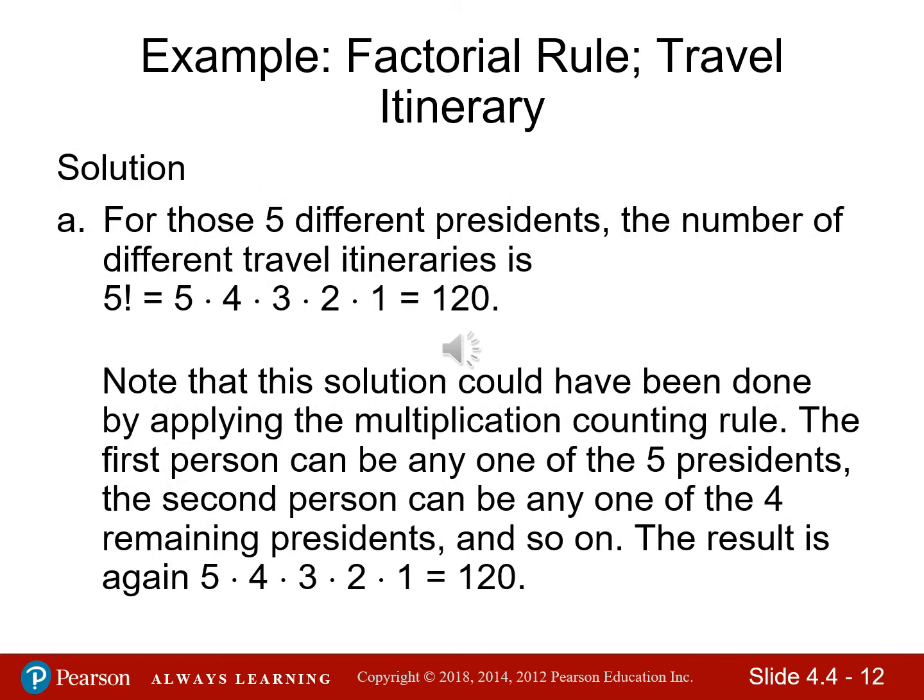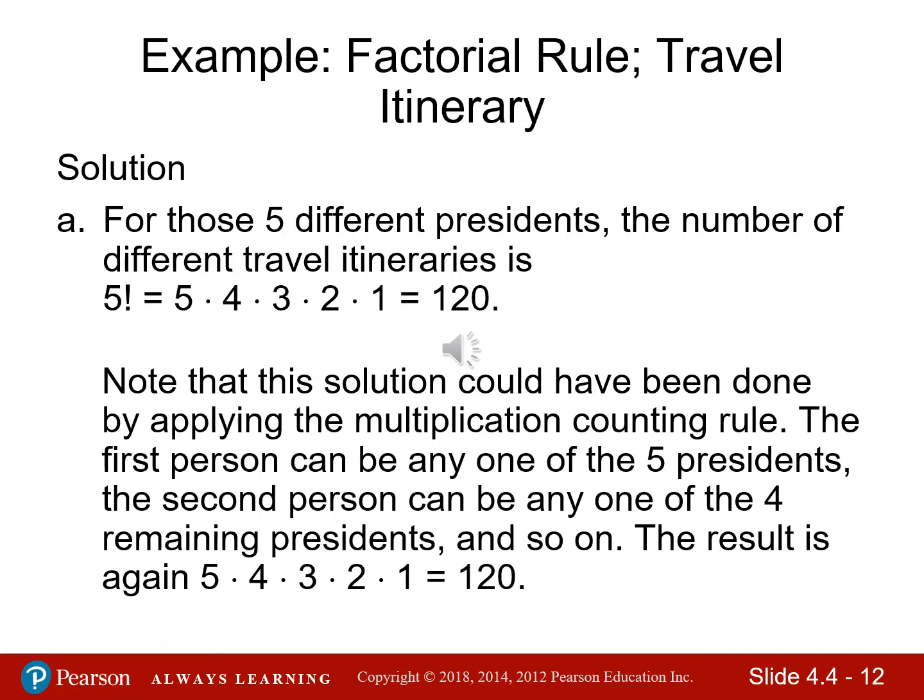Let's find the solution for part A. For those 5 different presidents, the number of different travel itineraries is 5 factorial. That's because there's 5 different presidents to choose from for the first visit, and then there would be 4 remaining for the second visit, and then 3 remaining for the third visit, 2 remaining for the fourth visit, and 1 remaining for the last visit. So 5 factorial equals 120 different travel itineraries.